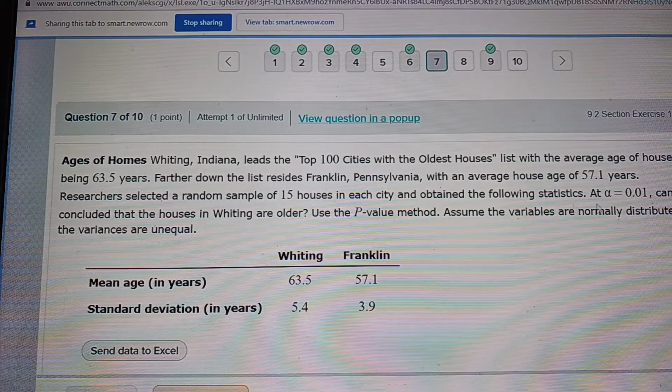At alpha 0.01, can it be concluded the houses in Whiting are older? Now just be careful that order is the same as the question. See how Whiting is first, Franklin is second. So if Whiting are older, older is greater than, but only if Whiting is actually listed first like it is here. So then sometimes they'll say, are houses in Franklin younger? And if they said that, you would still put a greater than, because if Franklin is younger than Whiting, then Whiting is greater than Franklin, older.